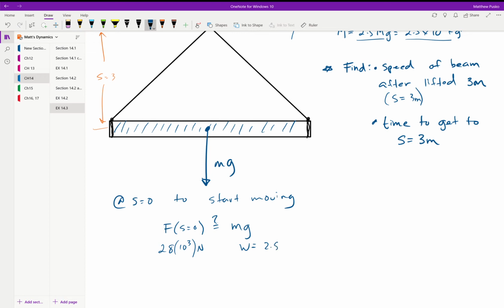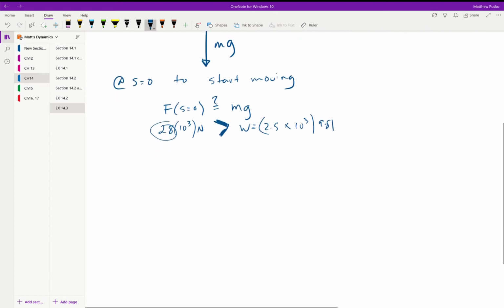2.5 times 10 to the third times 9.81. Alright, this is bigger. So what does that mean? That means the instant the force is applied at S equal to 0 at ground level, it doesn't have to be ground level, it's just where we're calling 0, the instant the force is applied, it's going to start going up.